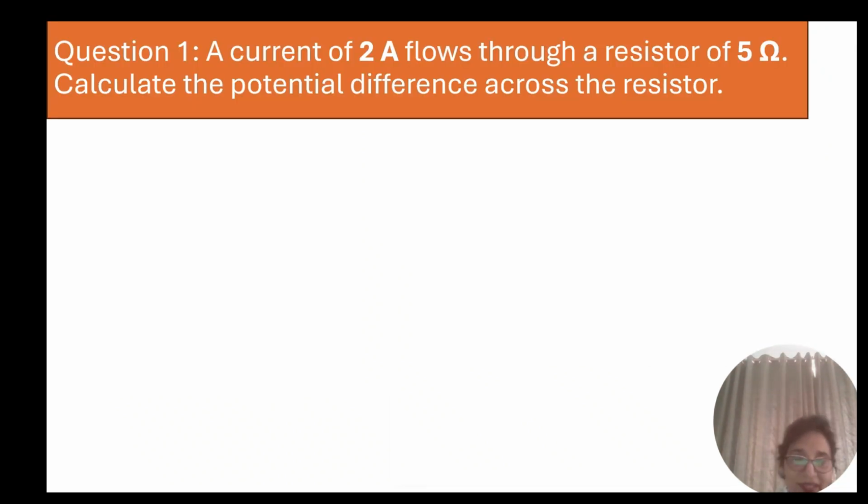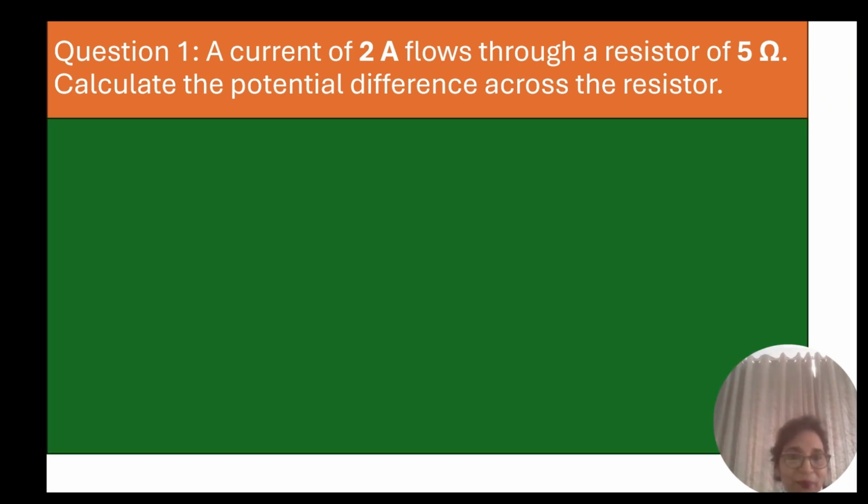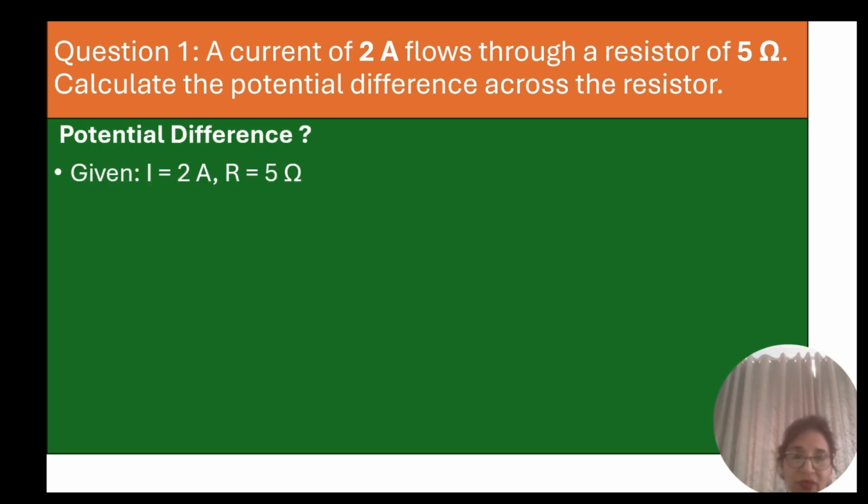Understanding the first question: a current of 2 ampere flows through a resistor of 5 ohm. Calculate the potential difference across the resistor. Now, if you see in this question, the first and foremost thing which is very important is that you need to write what is given. So what is given in this question? Current, which is 2 ampere.